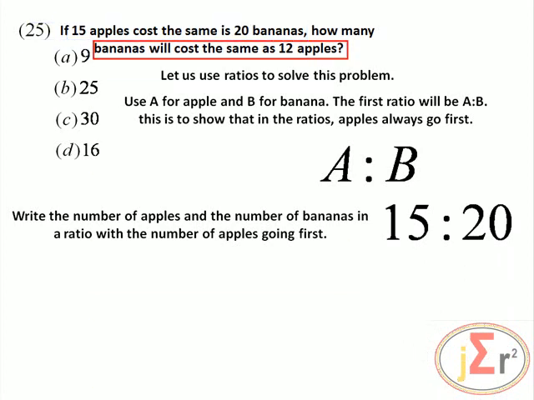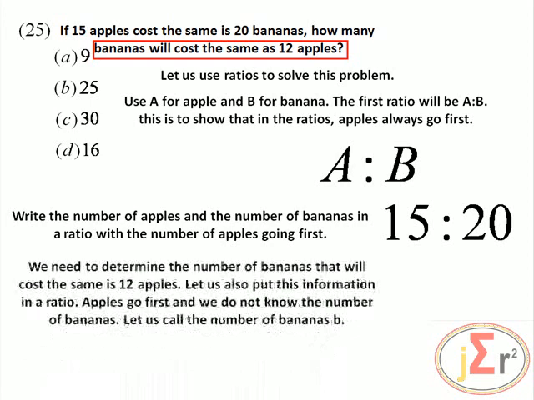Bananas will cost the same as 12 apples. It actually says, how many bananas will cost the same as 12 apples? What goes first? Bananas or apples? A or B? A goes first, so the number of apples goes first, and the number of bananas will go second. We need to determine the number of bananas that will cost the same as 12 apples.